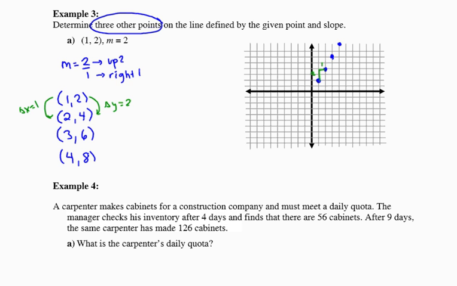Could we have gone the other direction? Yeah. What would our point be? What would we do? Down 2, left 1 is 0, 0. Could have been another point. So I just ask for 3 other points. You could add 0, 0 if you want. And then last, what do we have to do with these points? Connect them. I'll do it this way. I don't like the arrow at the end.